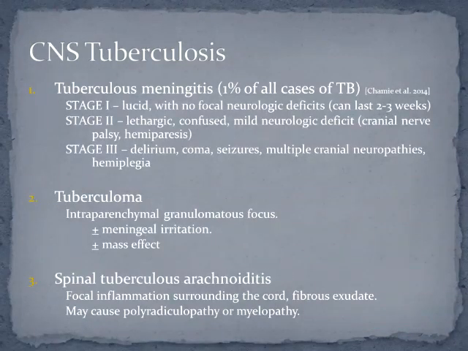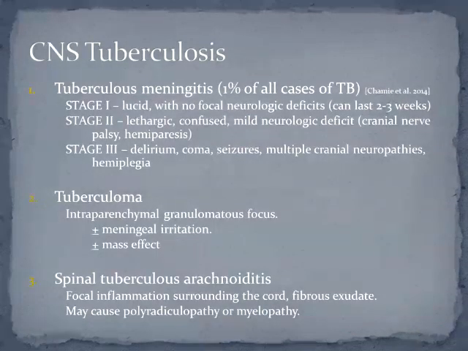So CNS tuberculosis is split up into, the meningitis portion of it is split into three stages. The first stage is lucid, no focal neurologic deficits. So it'll be very hard to diagnose that as a TB meningitis in that stage.